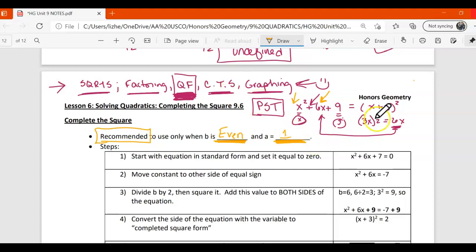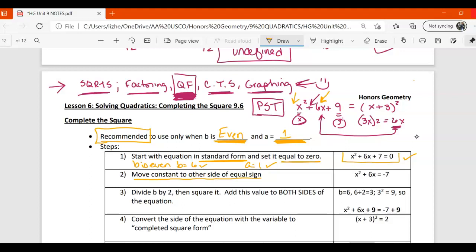Okay, here's your steps. And we're going to do this using this equation right here. Step 1, start with the equation in standard form and set it equal to 0. So we took care of that right there. Step 2, move constant to other side of the equal sign. Before we do that, when you're here, make sure b is even, which in this case b is 6, so it's even. That's good. And then make sure a is 1, which it is. So, okay, move constant to the other side. Since I was adding 7, I'm now subtracting 7.